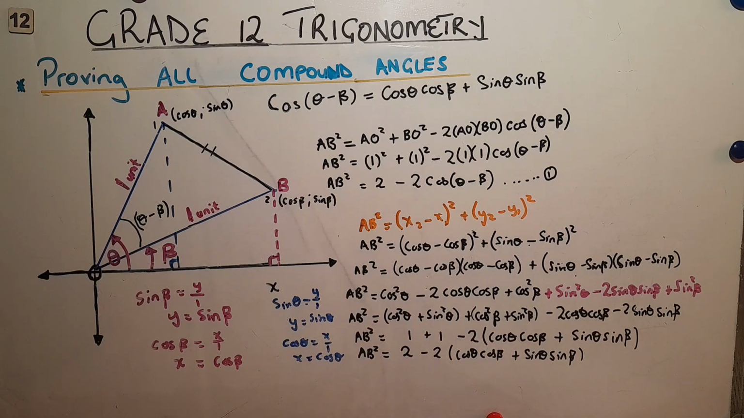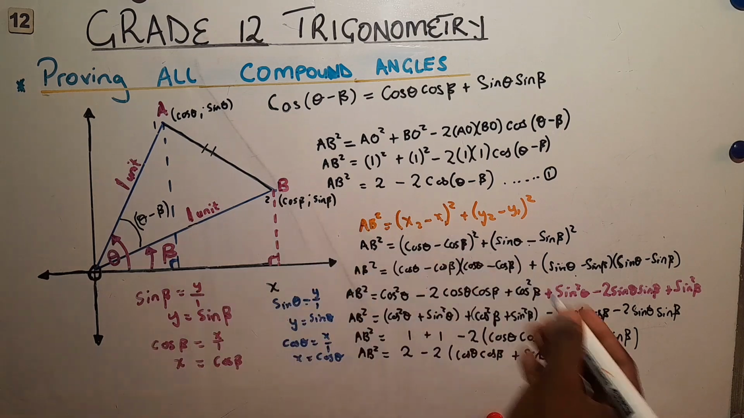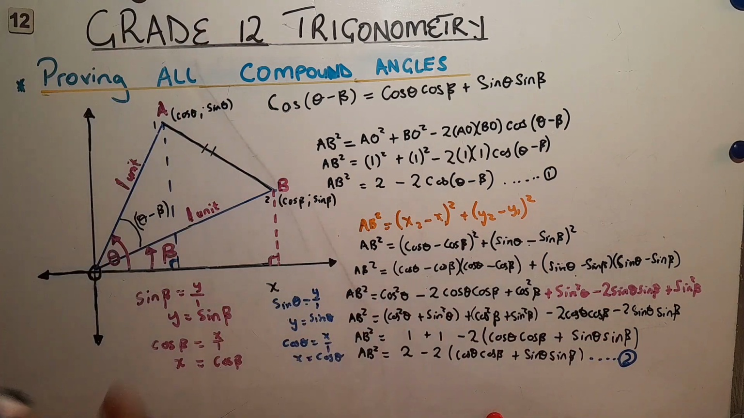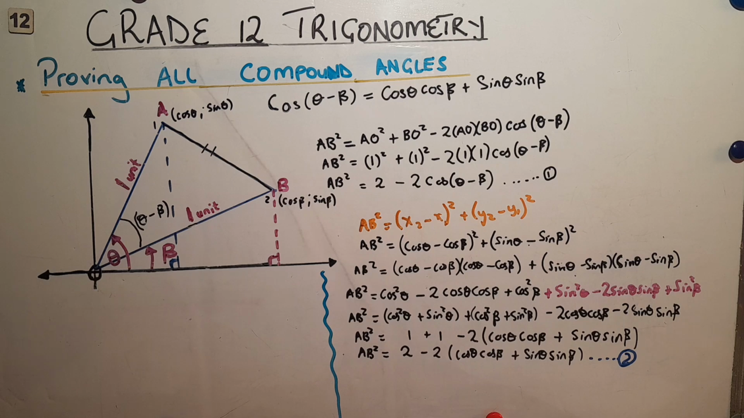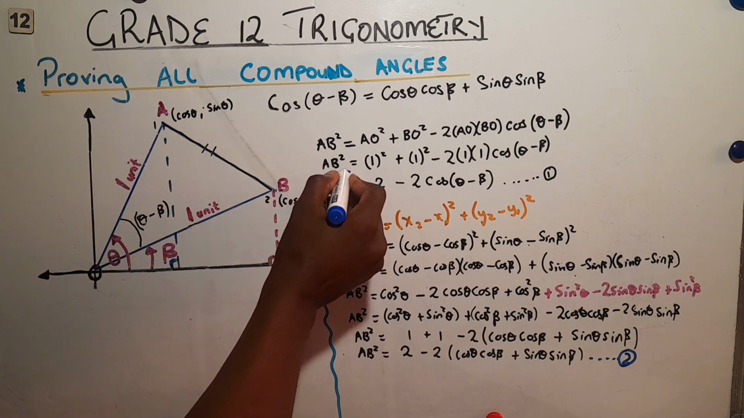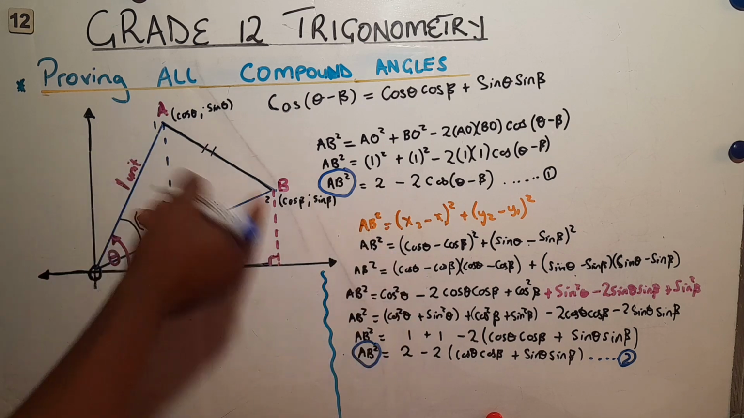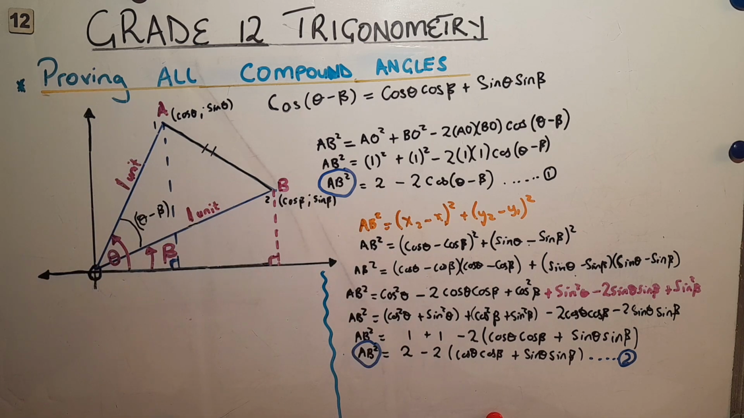So let's see, now we are having equation number 2 there, right? So equation number 1 and equation number 2, right? So let's see how we can combine these equations. Now we are having 2 of these equations. Each is saying AB squared, each is saying AB squared. So this distance is the same. So AB squared is equal to AB squared. So we can equate these equations.